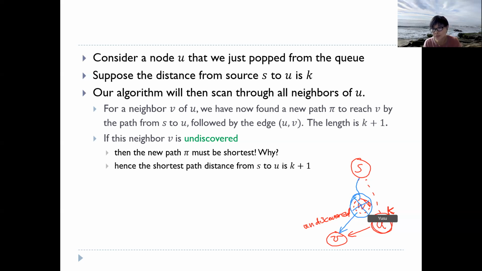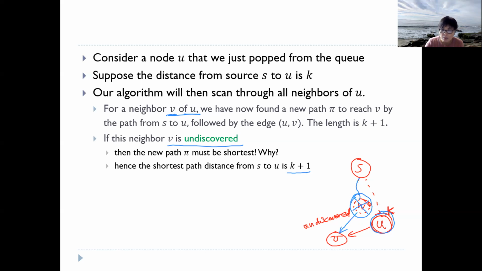There's no shorter way to reach V, okay? All right, so we look at the neighbor V of U. If V is undiscovered, that must mean that we found the shortest path reaching V. And the length of the shortest path is basically the length of U plus 1, K plus 1, okay? Again, this comes from the fact that we always explore the oldest pending node, namely those closest to the source first, so that by the time we explore U, inductively, we have already explored all the nodes whose distance is smaller than K, okay?